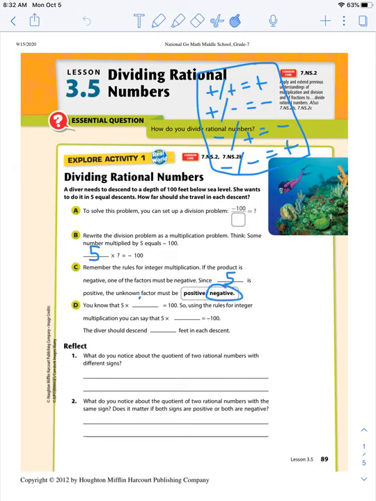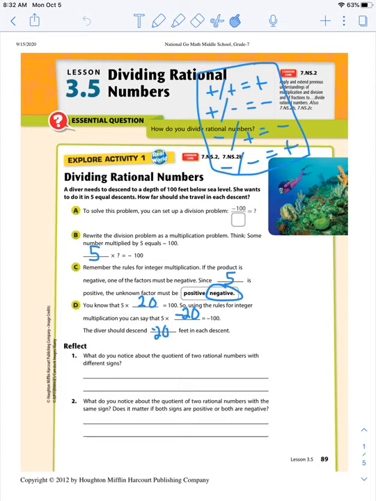All right, so we know 5 times 20 equals 100. So using the rules for integer multiplication, we can say that 5 times negative 20 equals negative 100. So the diver should descend negative 20 feet in each descent. They should go down 20 feet in each descent.